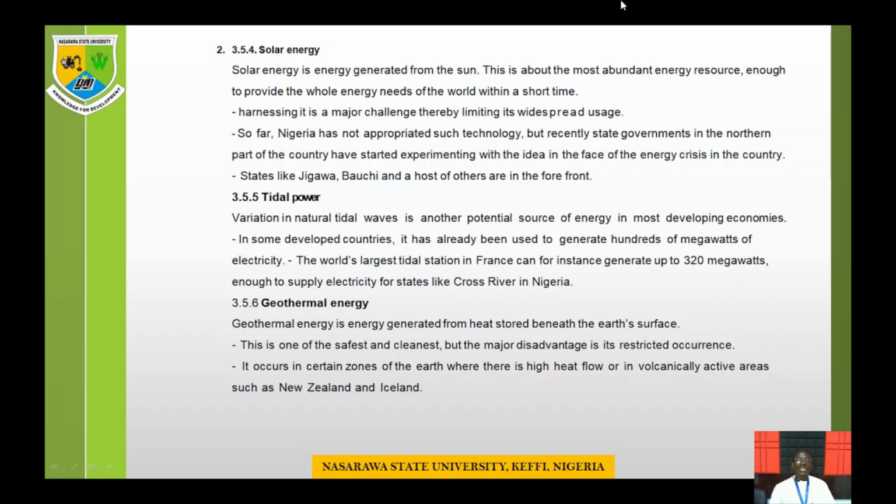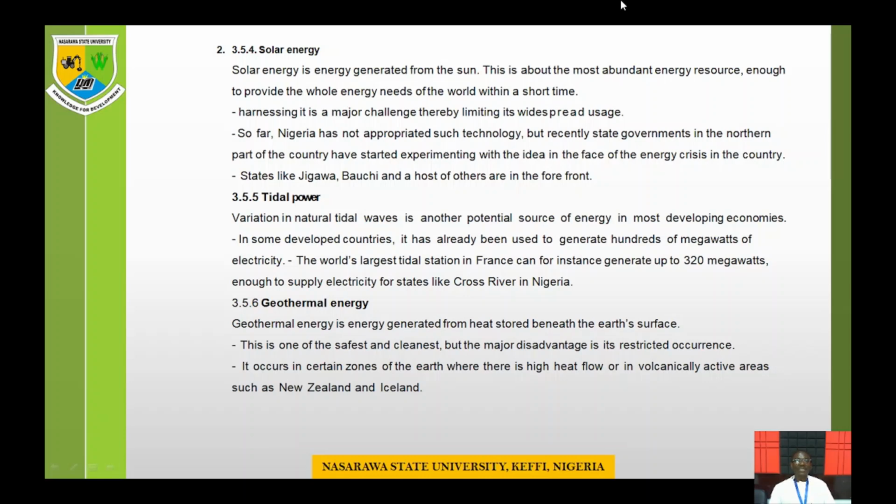Solar energy is the 4th example we look at. Solar energy is energy generated from the sun. This is about the most abundant energy resource, enough to provide the whole energy needs of the world within a short time. Harnessing it is a major challenge, thereby limiting its widespread usage. That is why it's not used widely.